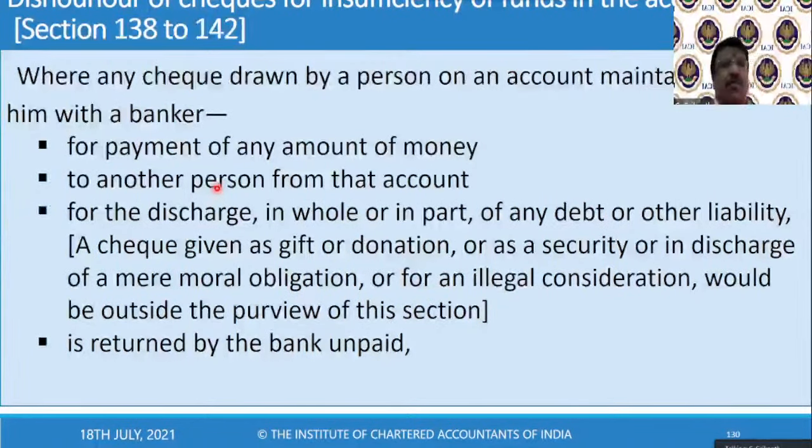Very easy. Dishonor of check. The check is drawn by a person on an account maintained by the banker. That check is dishonored. Okay? Means what? What is dishonor? The check is presented to the bank and the bank is returning the check as unpaid. Please note, the check should be for payment of an amount of money to another person for the discharge in whole or in part of any debt or other liability.